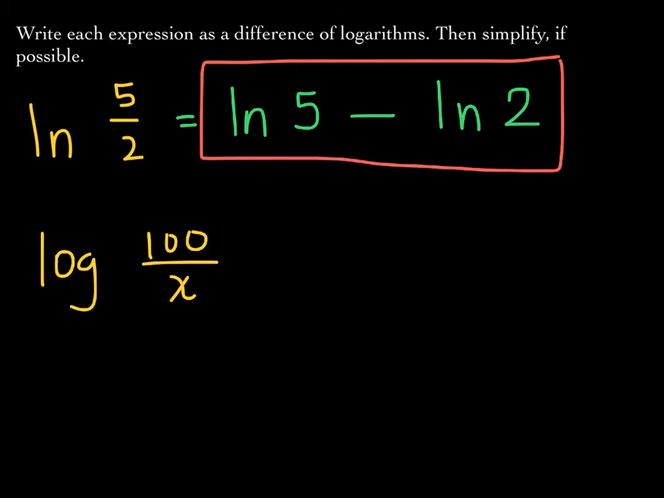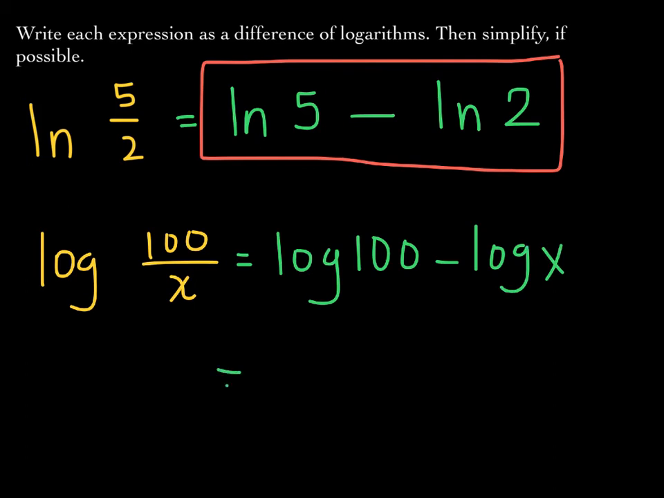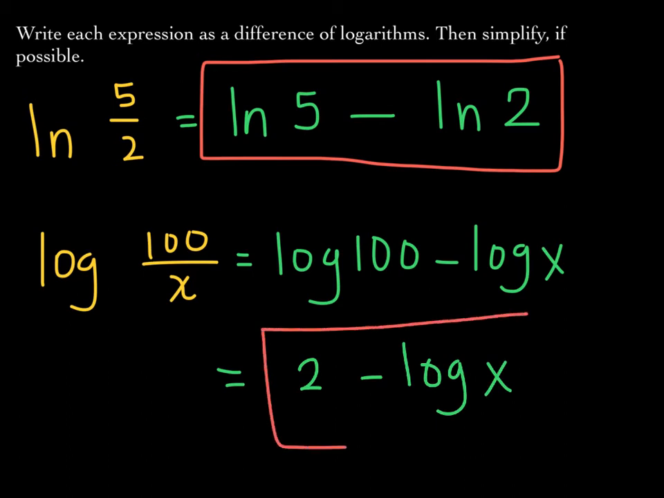The next one is log of 100 divided by x. Again, because you see division, this is the quotient rule. So it'll be log of 100 and then minus log of x. Now you can simplify further here. Remember, this is a common logarithm, meaning the base is 10. You would have to raise 10 to the power of 2 in order to get 100. So then this is just 2 minus log x. Final answer. All right, cool, let's move on.